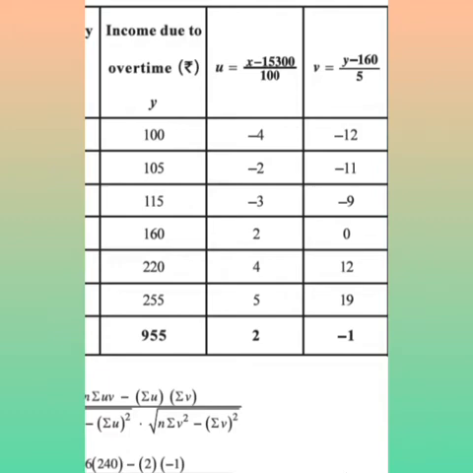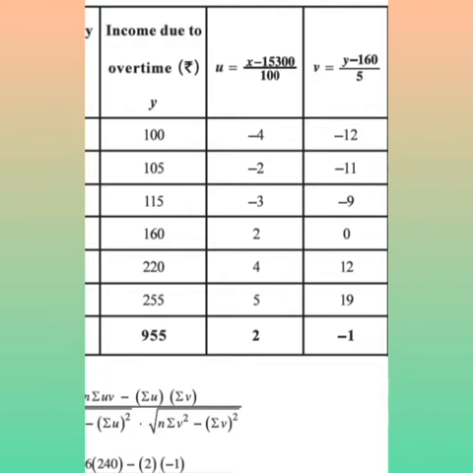Similarly, 105 minus 160 divided by 5 will give you minus 11. 115 minus 160 divided by 5 will give you minus 9. 160 minus 160 divided by 5, obviously 0. Similarly, 220 minus 160 divided by 5 will give you 12, and then 255 minus 160 divided by 5 will give you 19. The whole summation is coming up to minus 1.